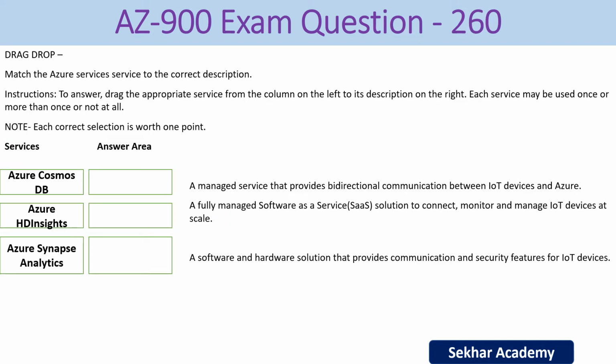Question number 260. You need to match the right Azure service to the correct description. The services we have: Azure Cosmos DB, Azure HDInsight, Azure Synapse Analytics. The statements we have: a managed service that provides bidirectional communication between IoT devices and Azure, a fully managed software service solution to connect, monitor, and manage IoT devices at scale, a software and hardware solution that provides communication and security features for IoT devices, right? The right options we have Azure Synapse Analytics, Azure Cosmos DB, and Azure HDInsight.